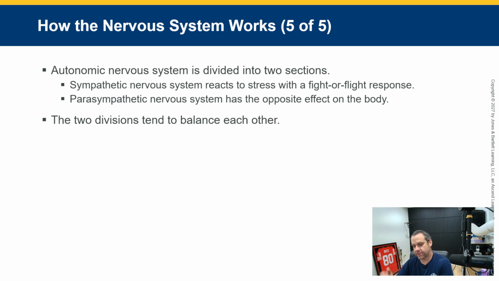Now, the two branches, some of the more important ones to know as an EMT, are your sympathetic nervous system and your parasympathetic nervous system. Your sympathetic nervous system prepares the body for immediate action. This is what we commonly call our fight or flight response. This is just your body trying to get ready to meet the demands of a stressor that has been introduced into the environment.